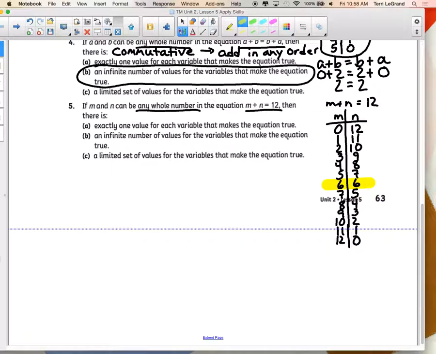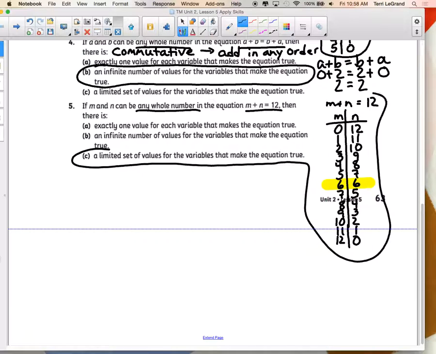So can this table keep going? If m is 13, what would n be? That'd be -1, wouldn't it? Take away 1, would that be plus a -1? Is -1 a whole number? No, so we're done with this table, aren't we? Even though it's kind of long, we're still done with it. We have a limited set of values for the equation that make it true.